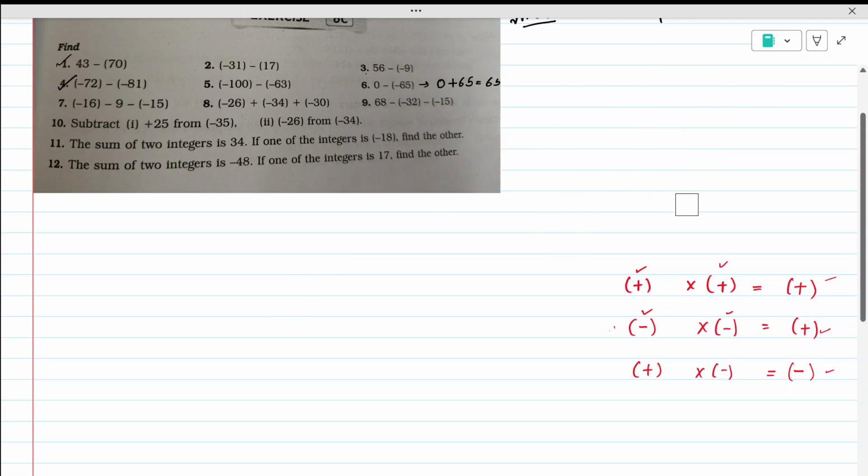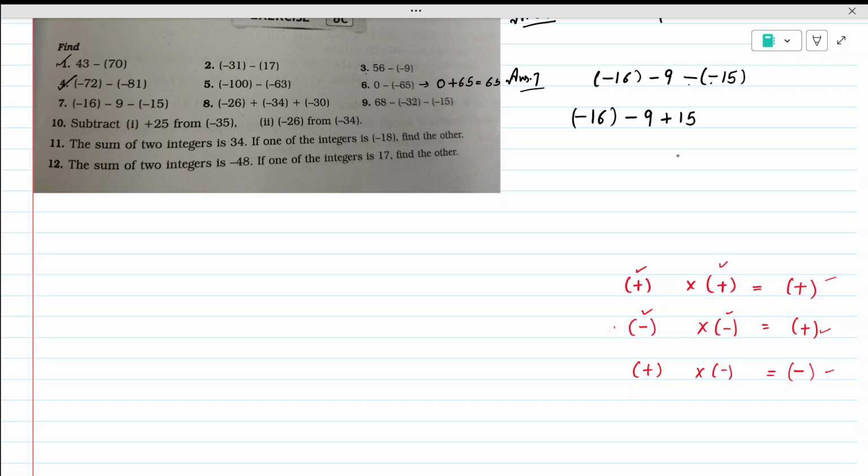So what we have in the seventh here is minus 16 minus 9 and then minus of minus 15. So first of all, we have to simplify this expression. Minus 16 will be as is, minus 9 will also be as is, and now this minus is in multiplication with another minus. See, there is no number between these two minus signs. That means these two signs are in multiplication with each other. So minus into minus is plus. So we'll have 9 plus 15.